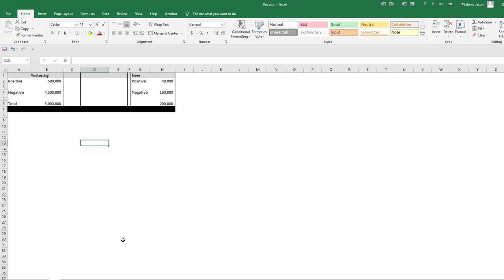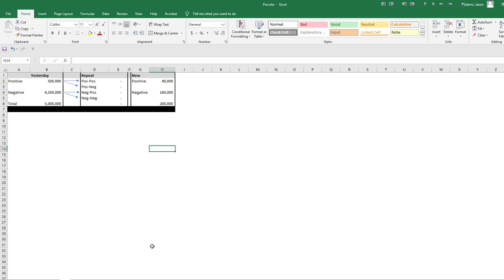Okay, and then we're going to add in some new information, right? What happened today? So in this case, I've added some cells that are referring to people who have never been tested before. So these are true new tests, and in this case, those numbers are going to be 40,000 people tested positive and 160,000 people tested negative today, or 200,000 total new people tested.